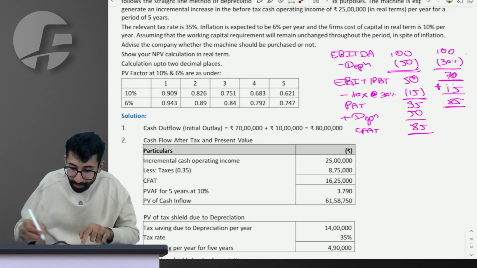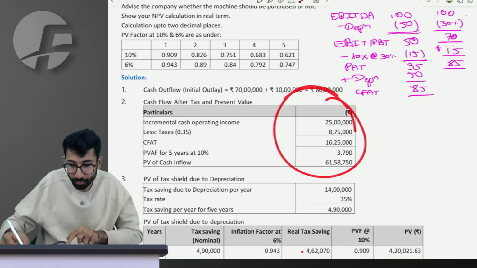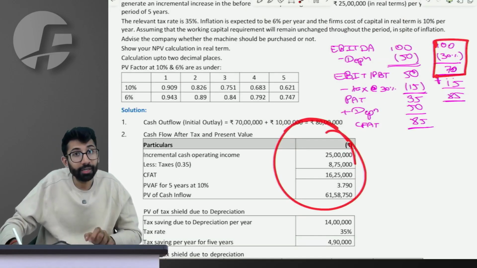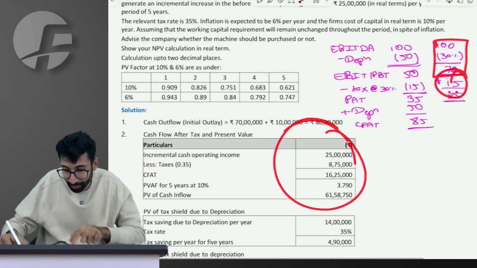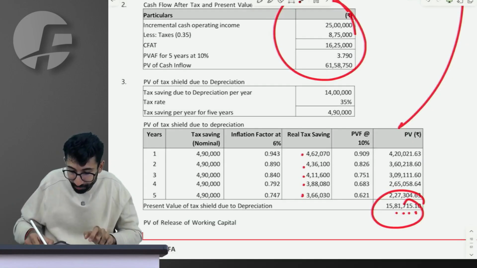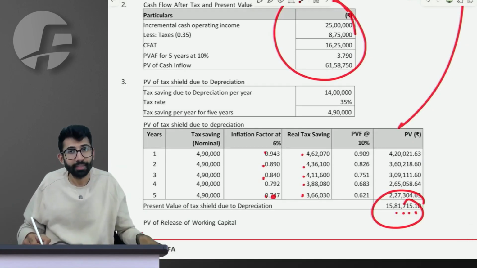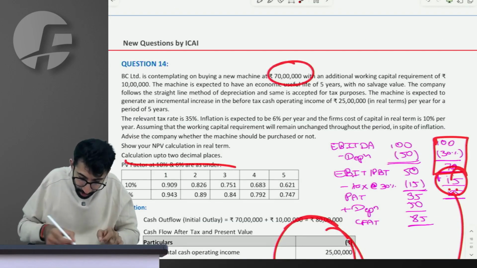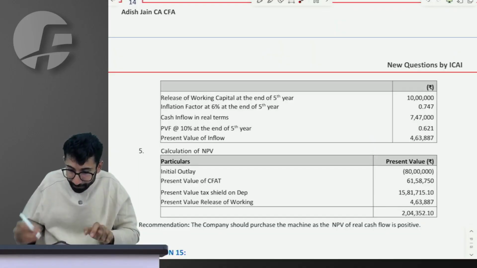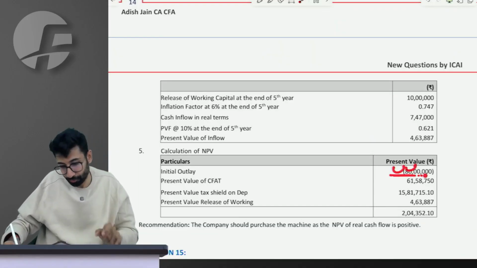Sir, ultimately, because we wanted to make this table really small, we did this part separately, because for the next 5 years I have the same cash flow, but for this part we created a separate table because every year we had a different depreciation amount in real terms. Agreed. Now the final NPV. What do we say? We say, sir, the initial outflow is 70 plus 1080. 70 plus 1080 is the initial outflow. Fine.